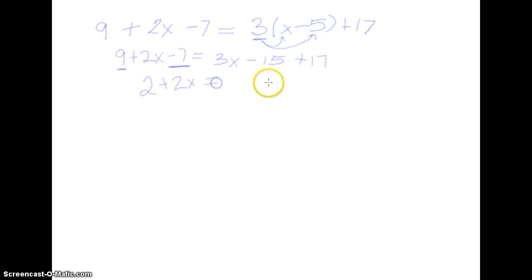On the other side of my equation, I have a similar situation. This negative 15 and the 17 are like terms, so I can combine them together, and I have 3x, and then negative 15 plus 17 is plus 2. Now, I have x terms on both sides of my equation. I usually find it most helpful to pull them together. And so in this case, I'm going to subtract 2x from both sides.